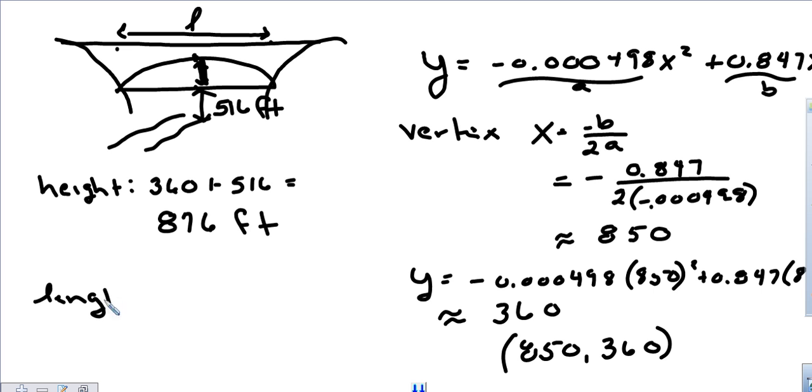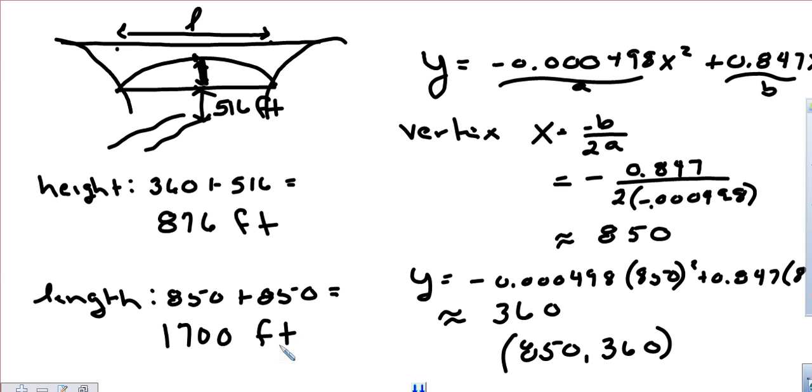So if I know that distance, remember my quadratic, my parabola is going to be symmetrical. So if it's 850 feet from here to here, it is also 850 feet from here to here. So if I add those two together, I will find the length of my bridge. My bridge is 1,700 feet long. Make sure you put your unit on the end of the problem. One very typical type of problem we see with quadratics, where we're looking for a maximum value.